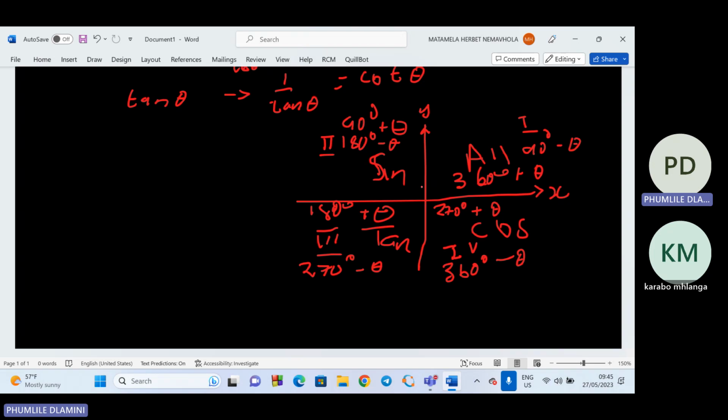Knowing everything that I've just written on top, we can work with any angle. So if you are given, let's say, sine of 90 degrees minus theta, we know that it's going to be positive. But when we work with sine of 90 degrees minus theta or cos of 90 degrees minus theta, when it's 90 they are very special. Sine changes to cos, and cos changes to sine. We are going to prove that.